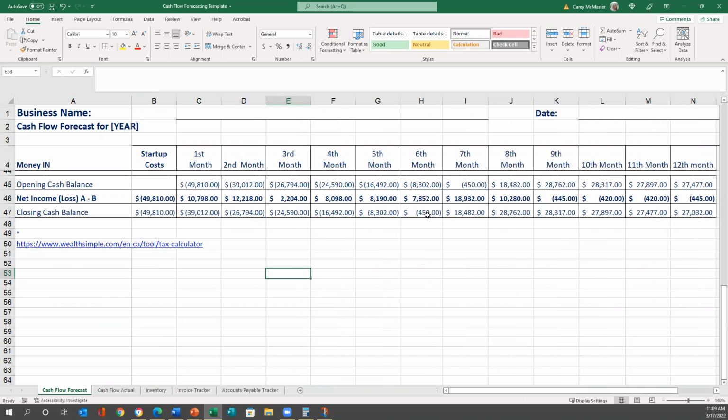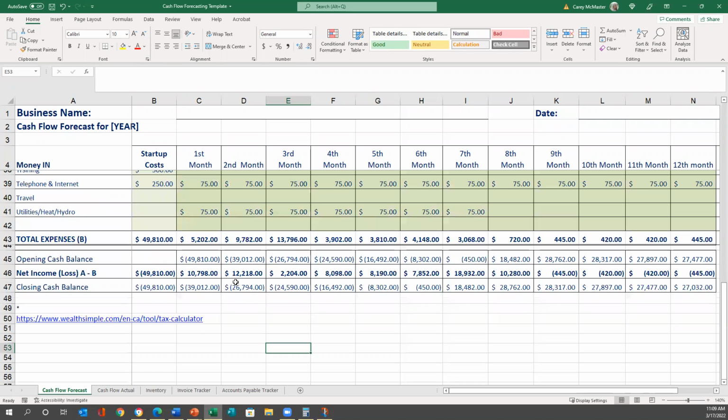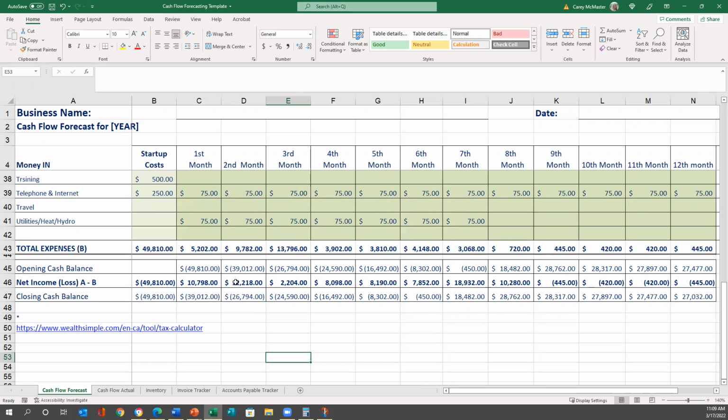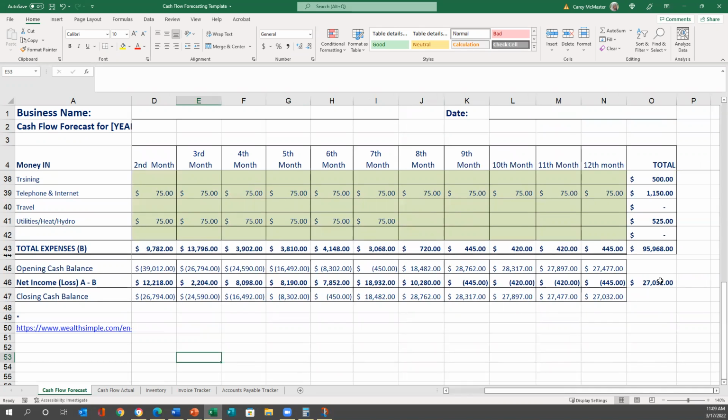And it looks like I'm not actually flush or making any money until the 7th month, which is never a good thing. You never want your closing cash balance in a deficit. But why I've done this right now, before I start looking at your owner withdrawals and your income tax and loan payments, because we're not quite sure what we need as a loan payment yet, is that I want to show you that based on this information, it looks like we're going to be making about $27,000 in profit.